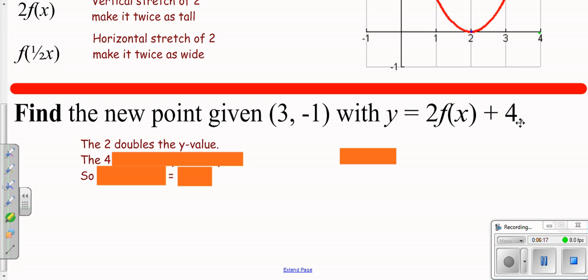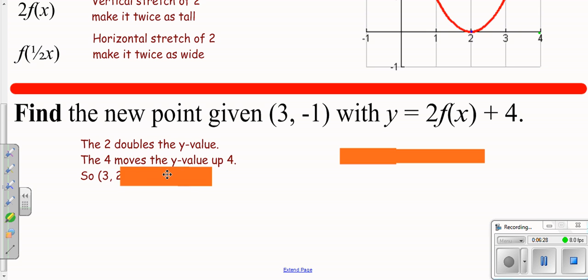Here we have a plus 4. Well, we know that's also going to then move it 4 units up, which then affects the y value. So in this case, we're not doing anything to the x, but our y value is being doubled, and then it's being moved up 4. So we got to double the y value and then add 4. So in other words, we get the new point that this gets moved to after this right here is 3, 2.